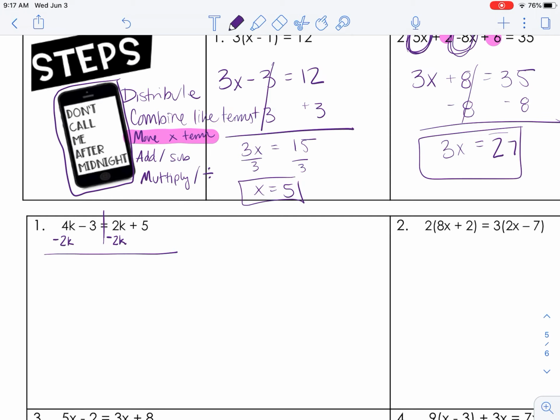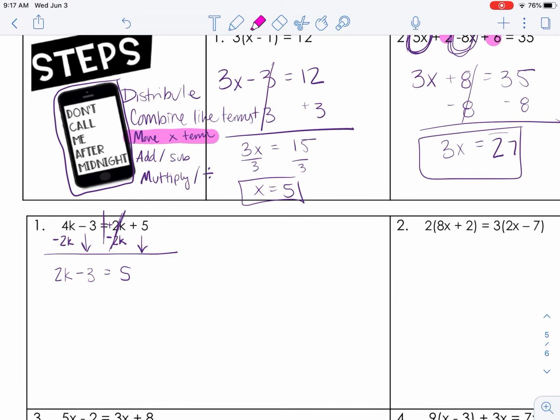So we're going to move that over. We're going to move the smallest x term by subtracting it. Notice I subtract it because it was positive. The opposite of adding is negative, or subtracting. And then I'm going to take that away from the left side. So 4k minus 2k leaves us with 2k. And then I'm going to bring everything else down. And now I have a nice one-step equation.